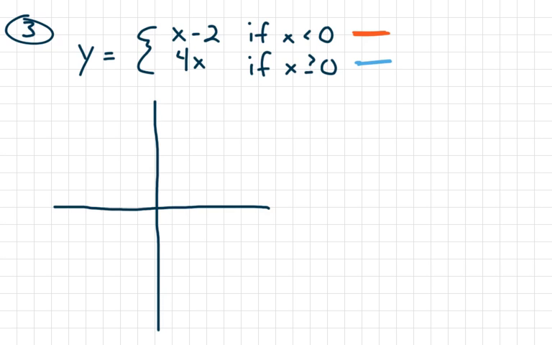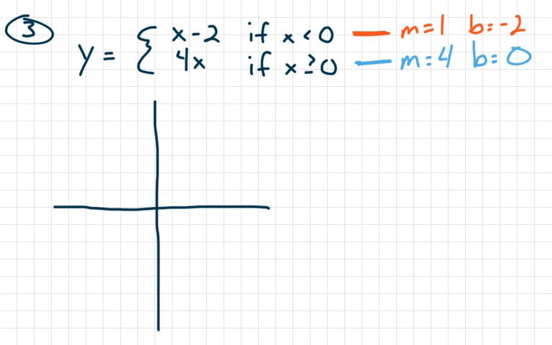So for the top one in red, the slope appears to be 1 again. The y-intercept is -2. For the blue one, the slope is 4. The number in front of x is 4. The y-intercept doesn't appear to be written, so we're going to assume that it's 0. So let's go ahead and put these points on the graph.